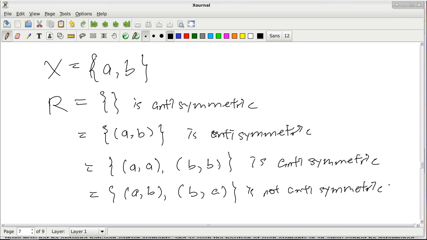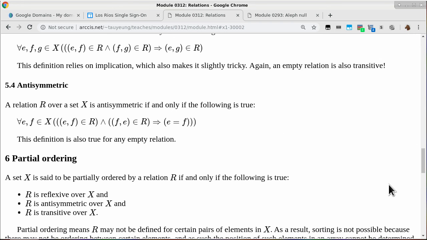So are we good so far? Yep. Mm-hmm. Oh, okay. Let's see, we're out of time.